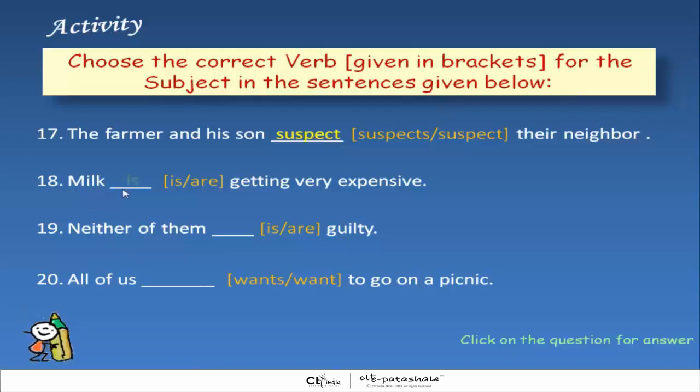Milk is getting very expensive. Neither of them is or are guilty. Neither of them is guilty. All of us dash wants or want to go on a picnic. All of us want to go on a picnic.